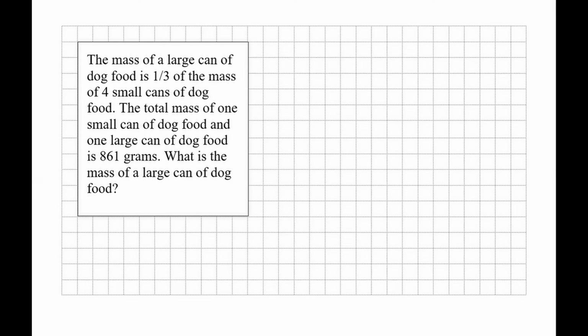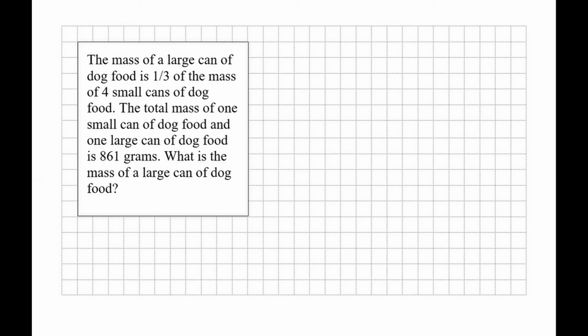The mass of a large can of dog food is 1/3 of the mass of 4 small cans of dog food. The total mass of one small can of dog food and one large can of dog food is 861 grams. What is the mass of a large can of dog food?